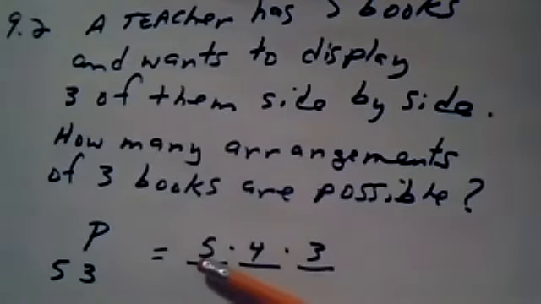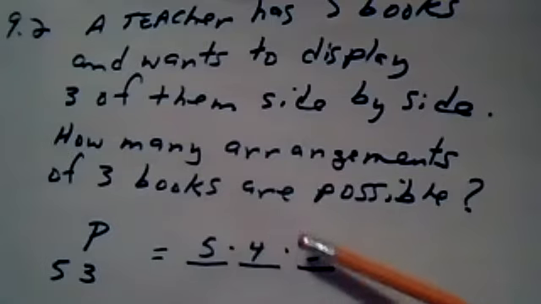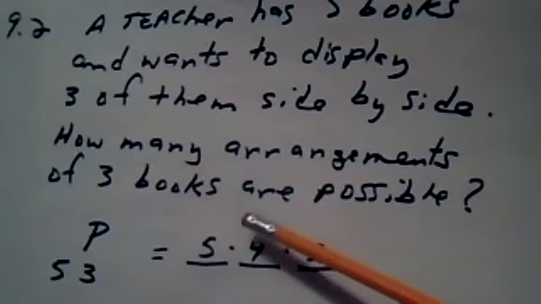For example, how many books can occupy the first position? There's 5 of them. The second position, there's 4. Notice it goes down by 1 because you already picked a book before that.